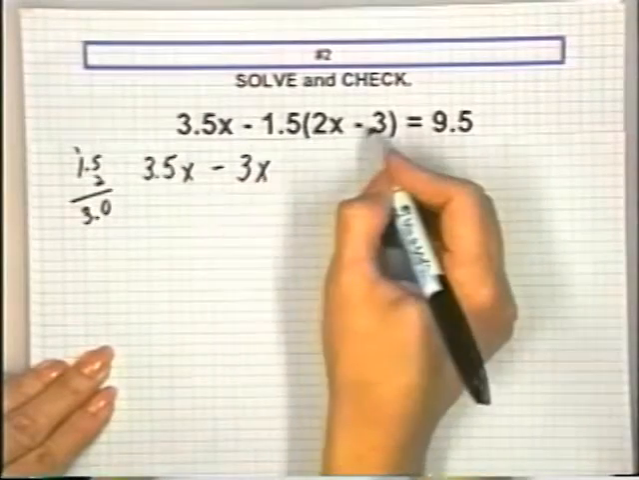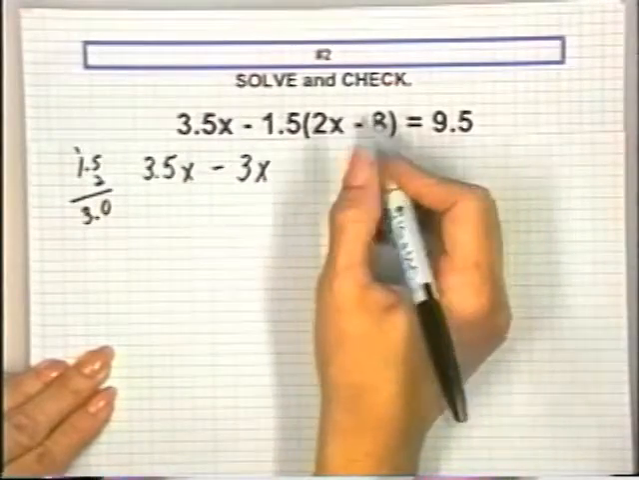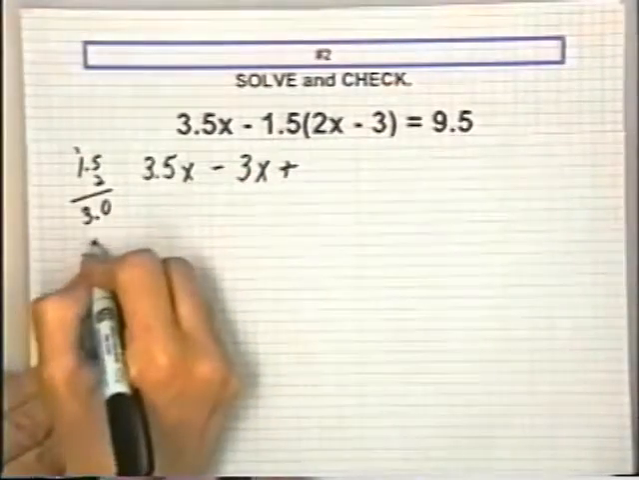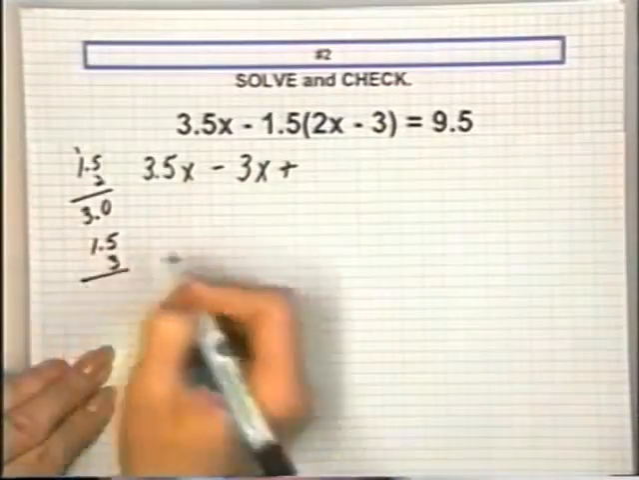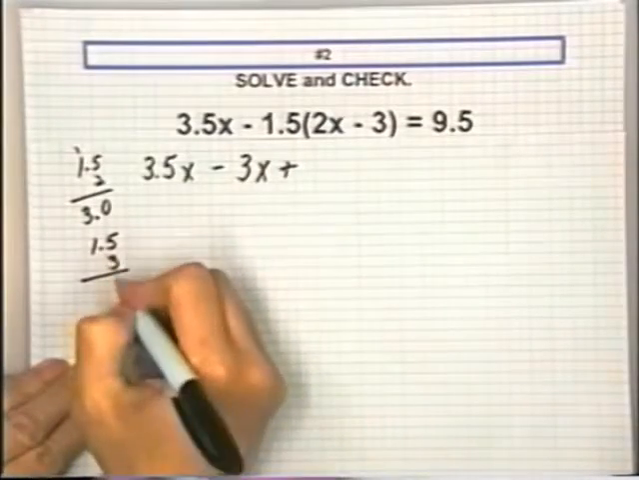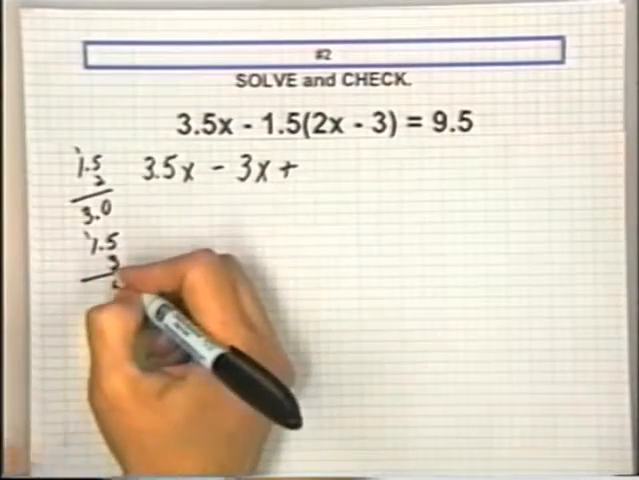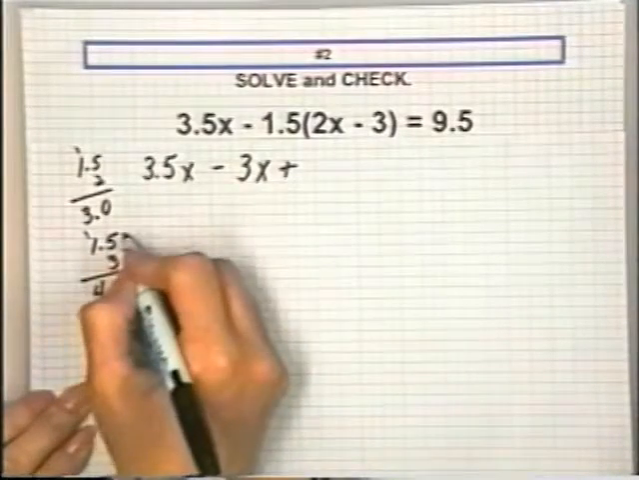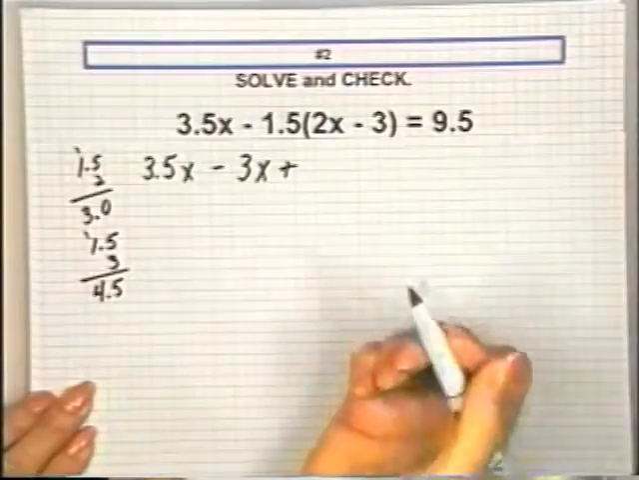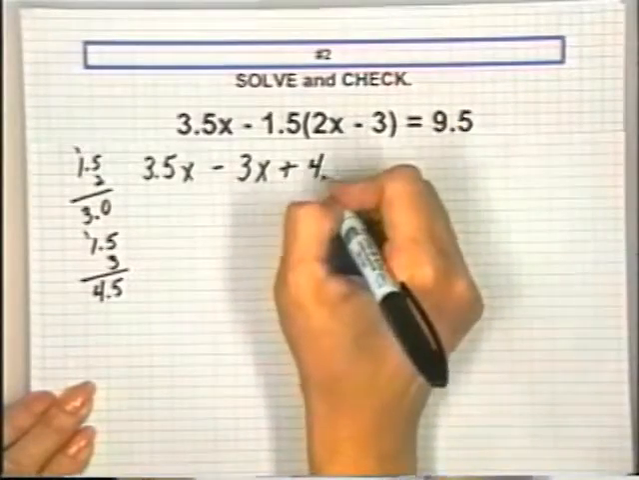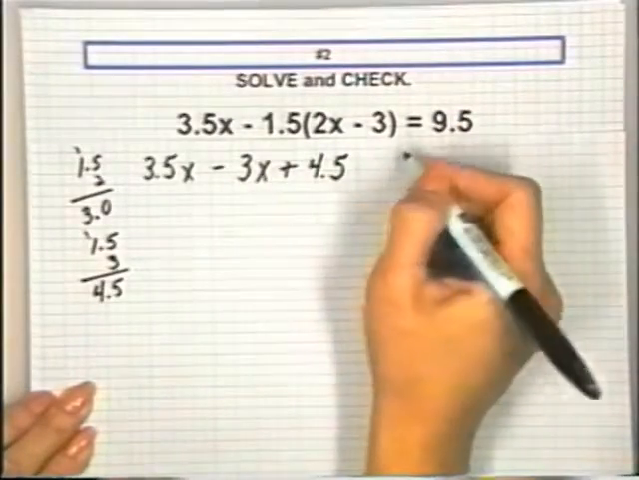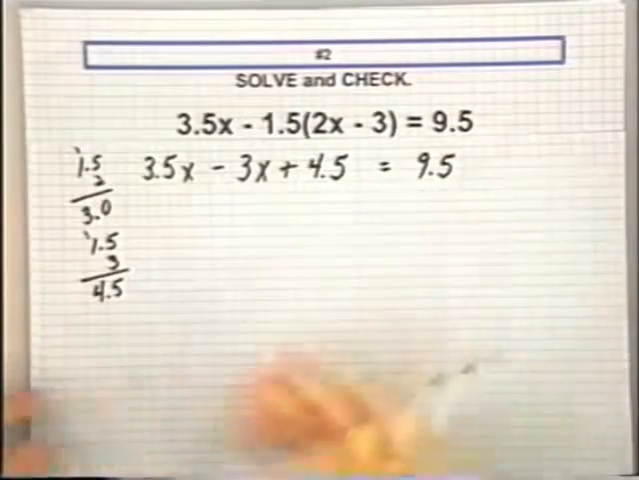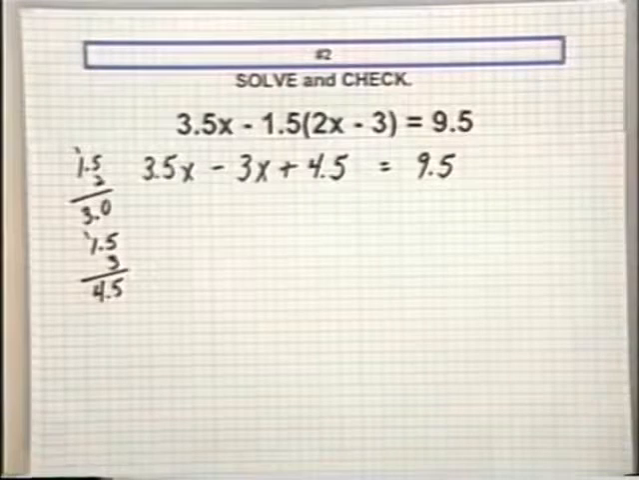Negative 1 5/10 distributed to the negative 3. Let's say a negative times a negative is a positive. And let's figure out what 3 times 1 5/10 is. 3 times 5 is 15. 3 times 1 is 3 plus 1 is 4. Once again, I have one digit behind the decimal, so I will come across one place. So the result is 4 5/10 equals 9 5/10. I have no fractional coefficients.